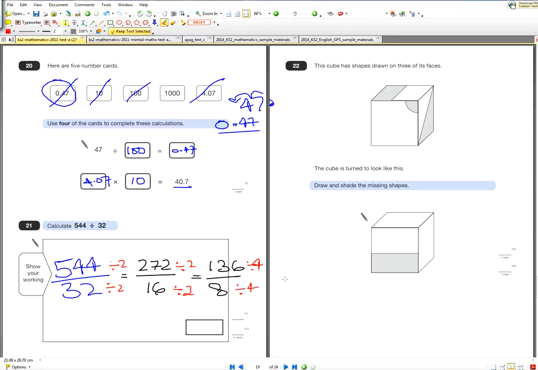Okay, right. Now, what's 8 divided by 4? 2. Okay, the next one. What is 136 divided by 4? Let's just do a quick calculation over here. How many 4s in 13? 3, which is 12, remainder 1. How many 4s in 16? 4. Okay, lovely.